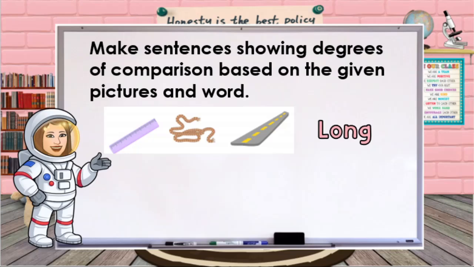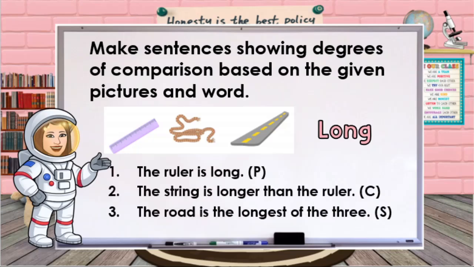Now let me show you my answers. Number 1, for the positive degree, the ruler is long. For the comparative degree, the string is longer than the ruler. And for the superlative degree, the road is the longest of the three.